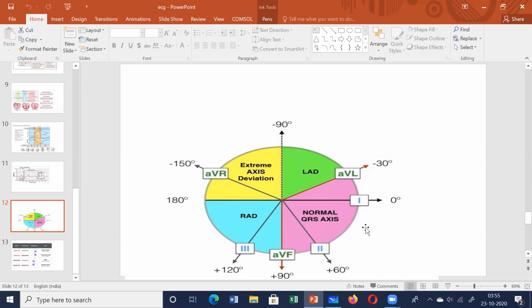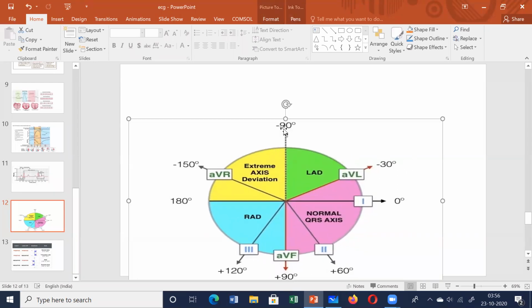Now if lead 1 is positive and lead AVF is negative, what will the axis be? You can see lead 1 positive and lead AVF negative. Can you see this negative end of lead AVF? This comes under left axis deviation. I repeat once more: lead 1 positive, lead AVF positive, that is your normal axis. If lead 1 is positive and lead AVF is negative, you can see this upper portion, then there is left axis deviation.